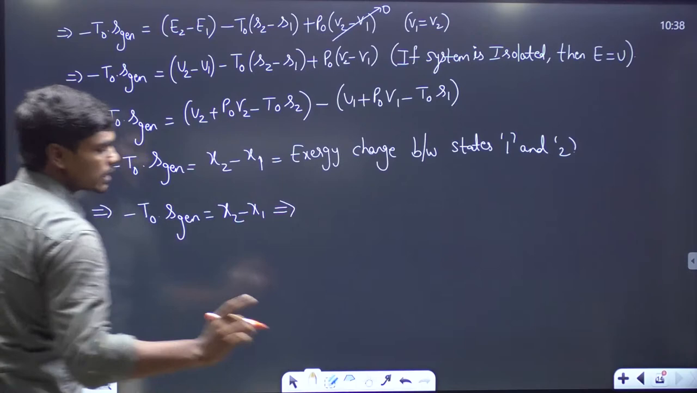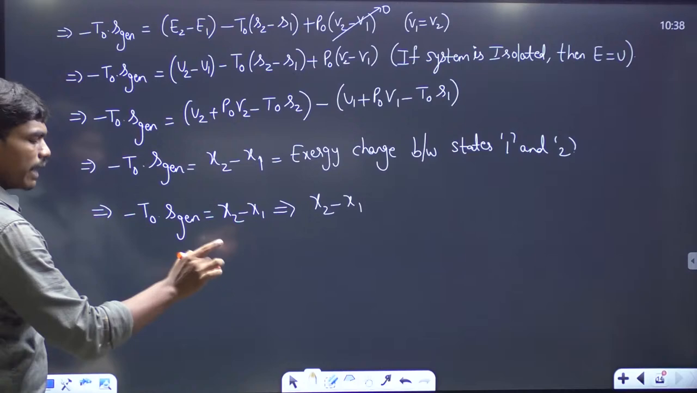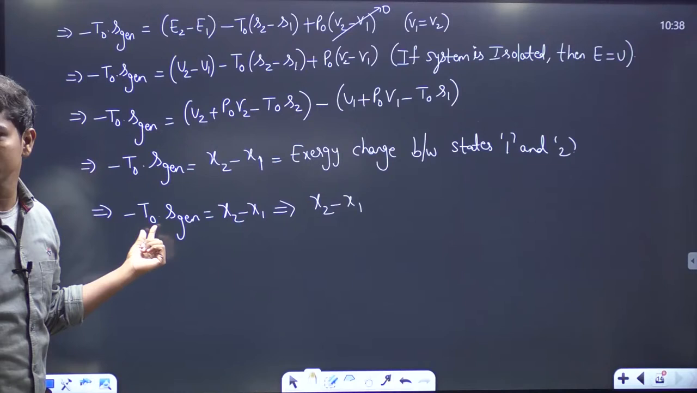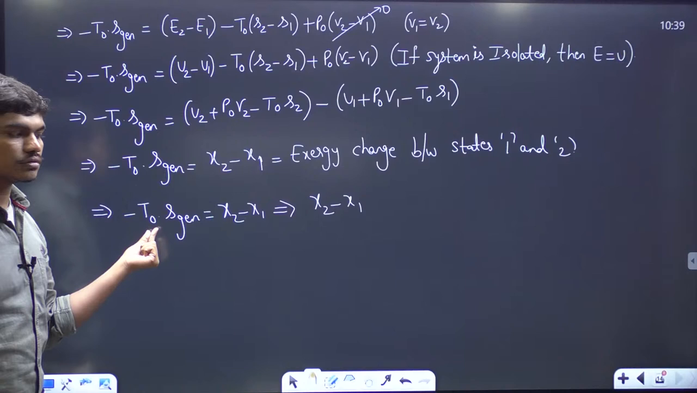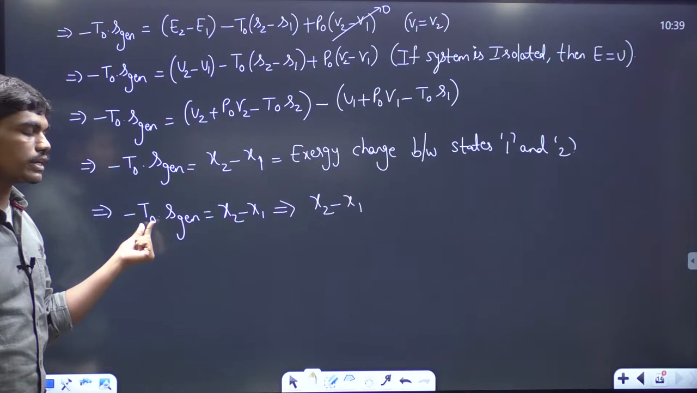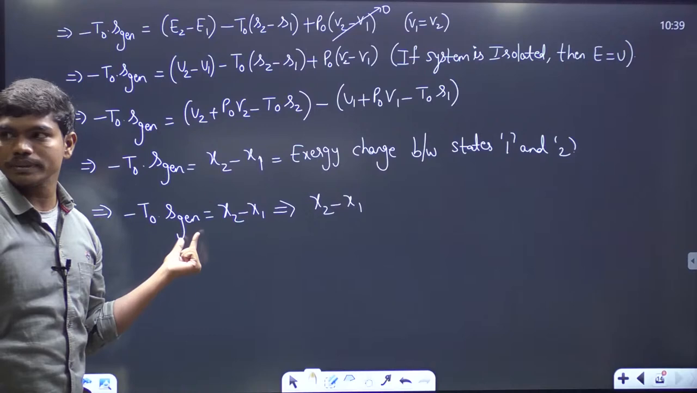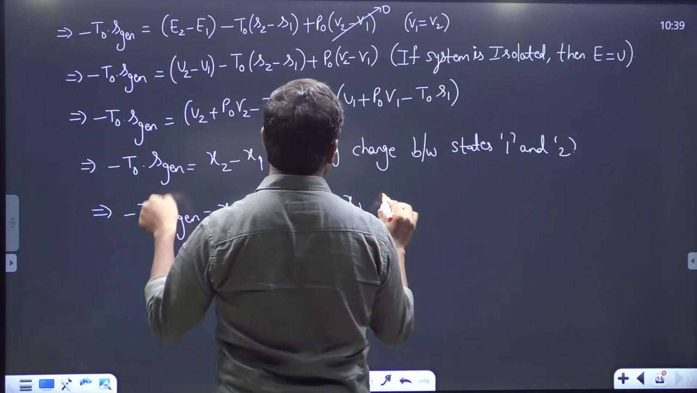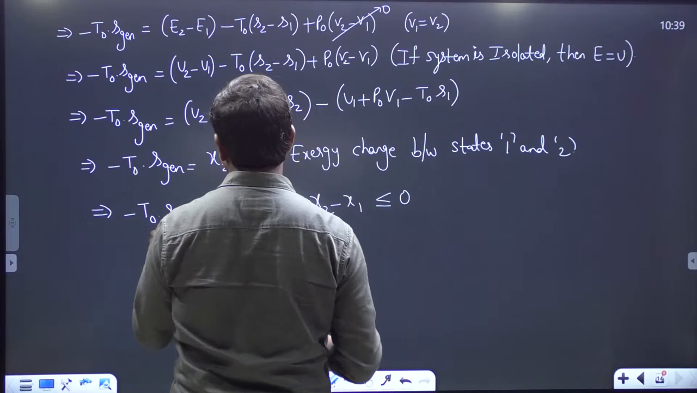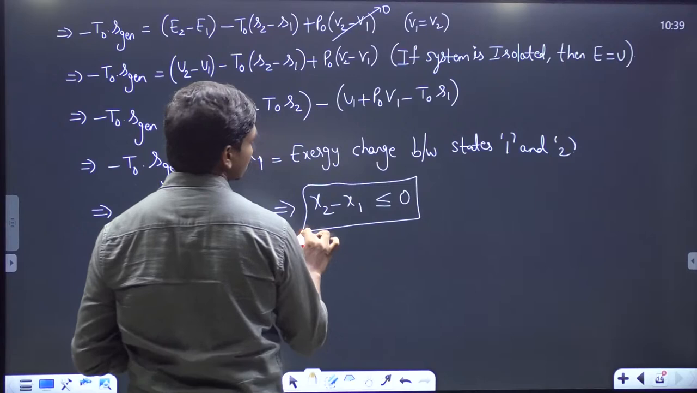This implies, please tell me one thing, look carefully, T naught is the ambient condition temperature. Now tell me, T naught can be positive or negative? T naught is ambient condition, so T naught is always positive. And entropy generation is also always positive, which means this value is always negative. So X2 minus X1 is negative or equal to zero, because there can be a reversible process where the entropy generation can be zero, which means X2 minus X1 is always less than or equal to zero, which means X2 is always less than or equal to X1.